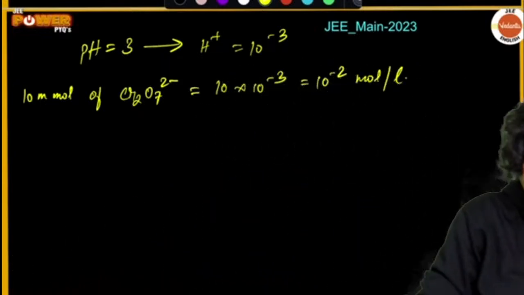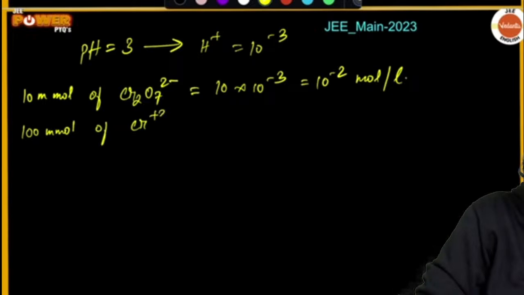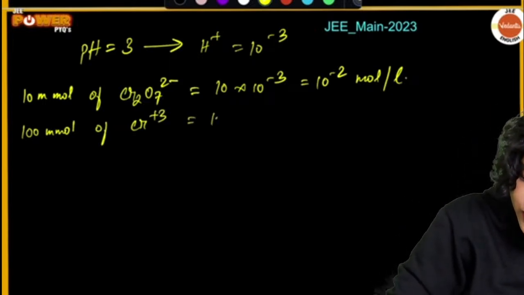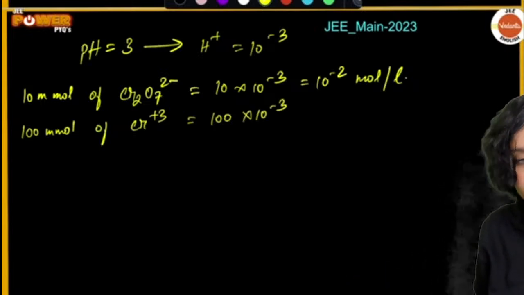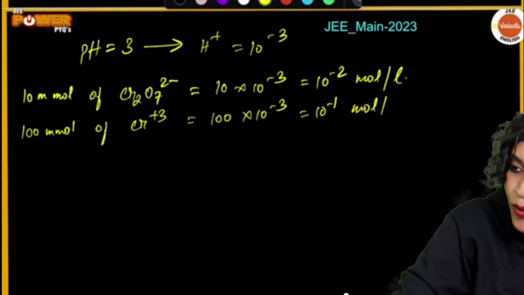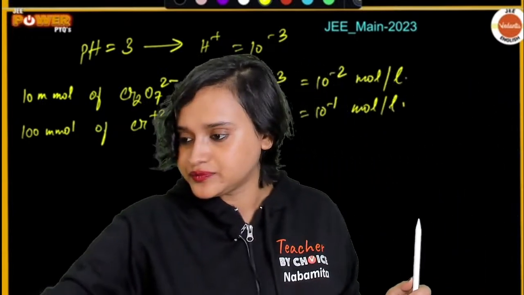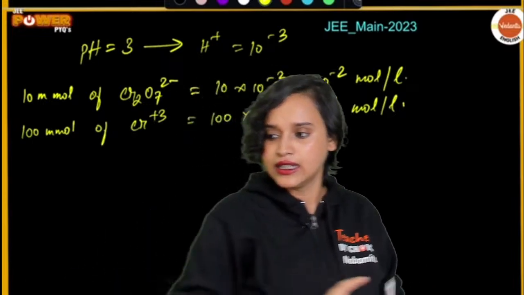Now what is given to you is 100 millimole of Cr plus 3. That means I have to write 100 multiplied with 10 to the power minus 3. If I solve it, I will be getting 10 to the power minus 1 mole per liter. Am I right, guys? Yes, correct.